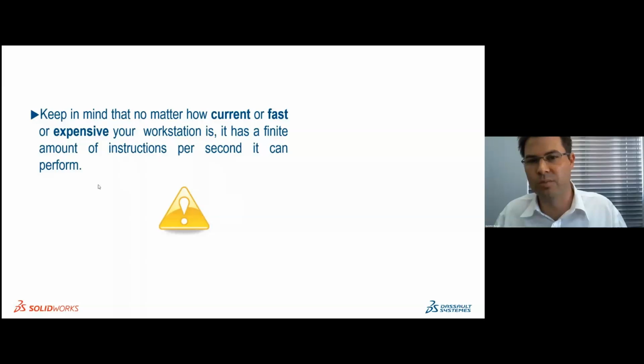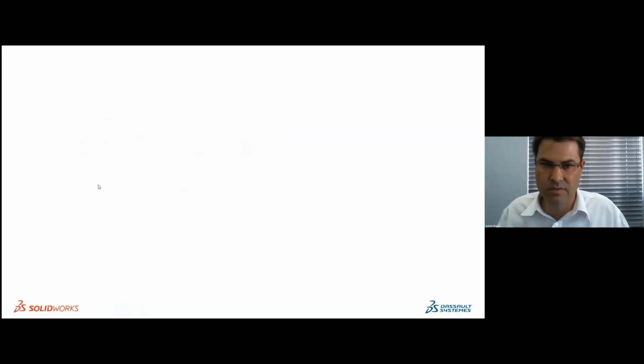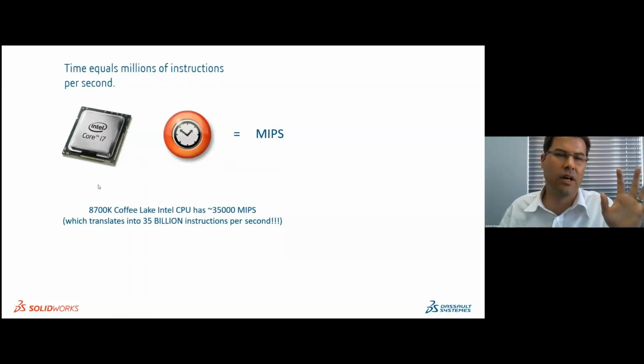So I'm going to try not to bore you, but I'm going to make it as interesting as possible. One thing to keep in mind is that no matter how fast or how current or how expensive your workstation is, it's got a finite amount of instructions per second that it can perform. We've had a lot of customers over the years buy very expensive, custom bespoke PCs at ridiculous amounts of money because their SolidWorks is slow. Remember that there's only a limit to how many calculations or instructions it can do.